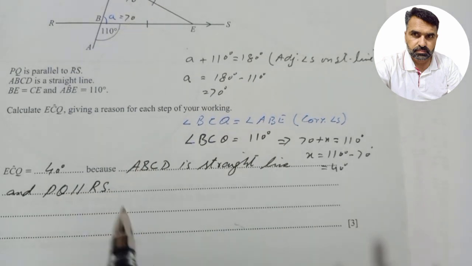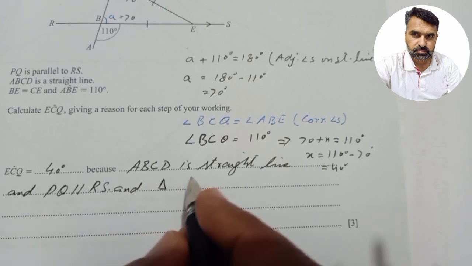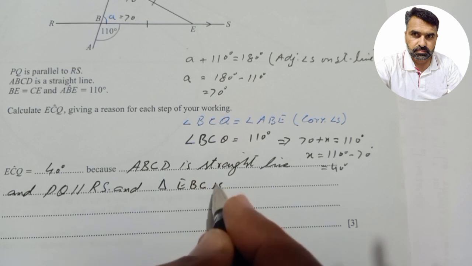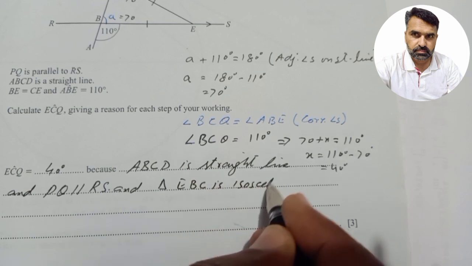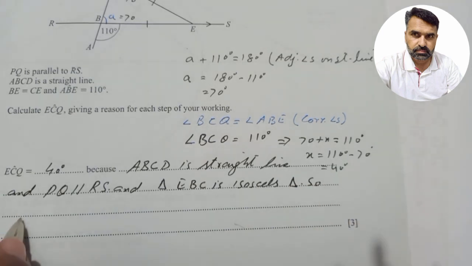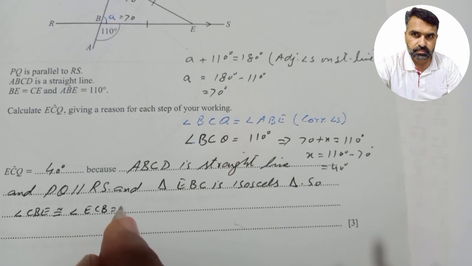So students, first, triangle EBC is an isosceles triangle. So angle CBE is equal to angle ECB, and we name it as angle A.